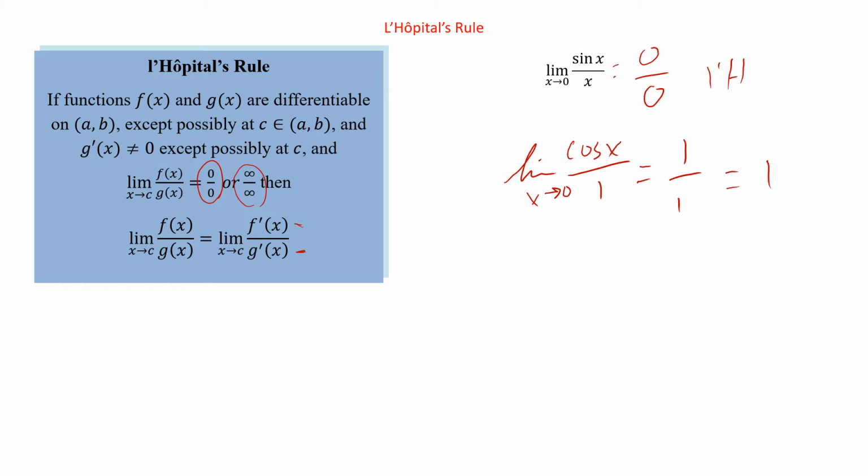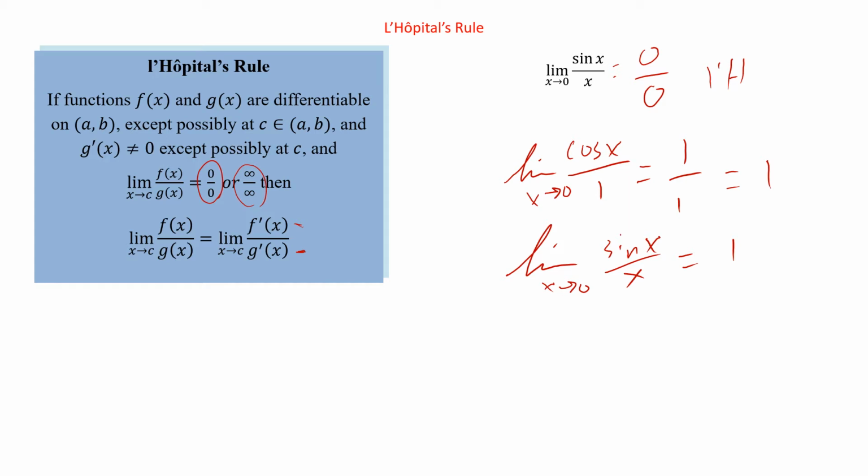So the limit as x goes to 0 of sine of x over x equals 1, which is what I told you it equaled before, but it's nice to see some verification.